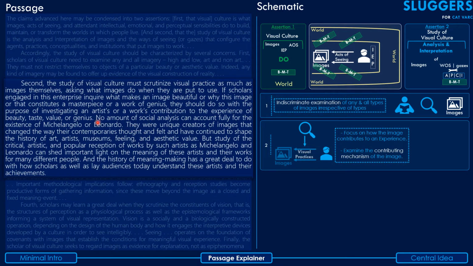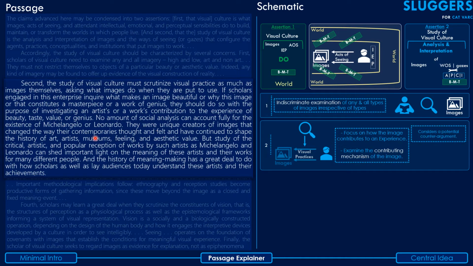Okay, let's talk about the next part now. In the next sentence, he says that no amount of social analysis can account fully for the existence of Michelangelo or Leonardo. They were unique creators of images that changed the way their contemporaries thought and felt and have continued to shape the history of art, artists, museums, feeling, and aesthetic value. Now, guys, these two sentences might seem like, on the face of it, they don't belong to the topic, at least not directly.